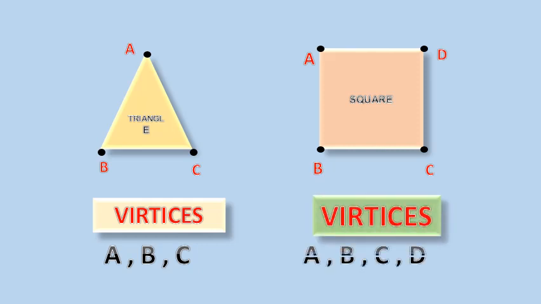This is a square. The square has four edges A, B, C, and D. And the square has four sides. The point where two sides meet is called a vertex. The vertices of the square are A, B, C, and D.